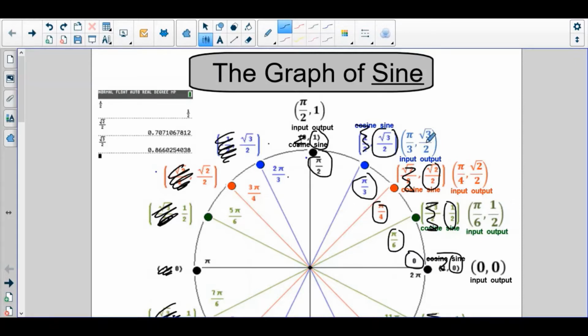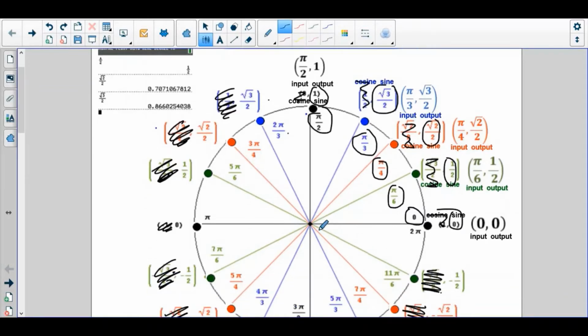And the output values, many of which are also irrational, I simply type into the calculator to get a value. 1/2 is 0.5, root 2 over 2 is 0.707, and root 3 over 2 is 0.866. So when we graph these points, we're just simply going to graph them on the graph paper. Also notice that when we do this, the values keep repeating.